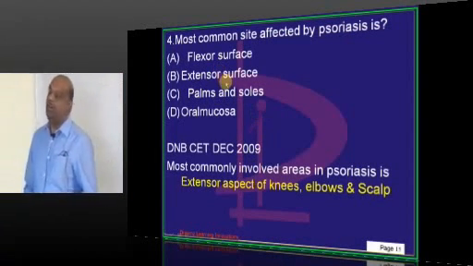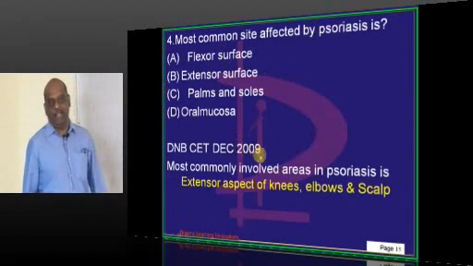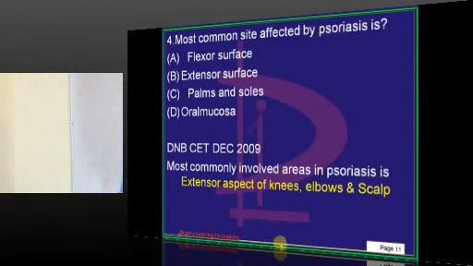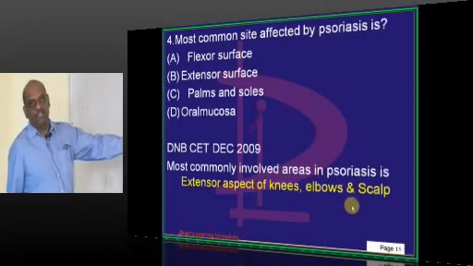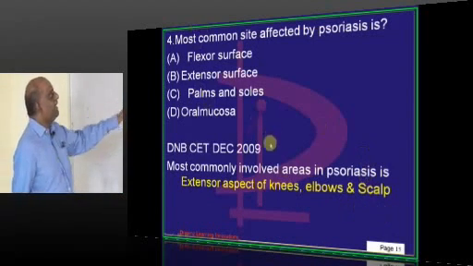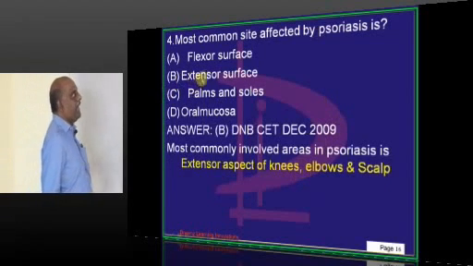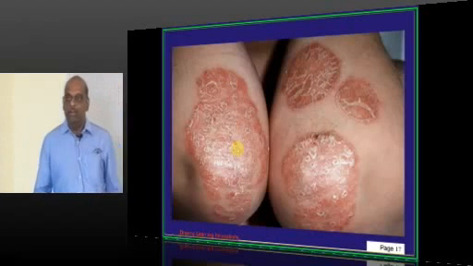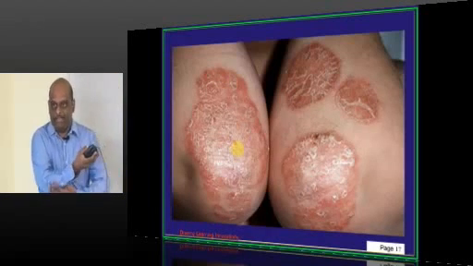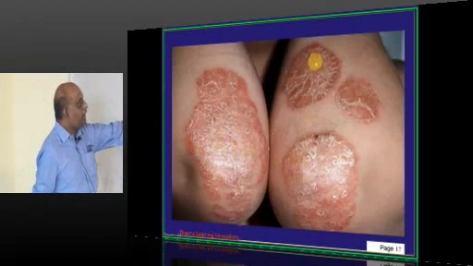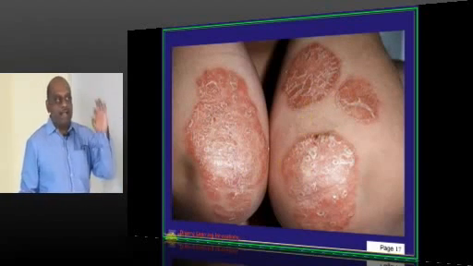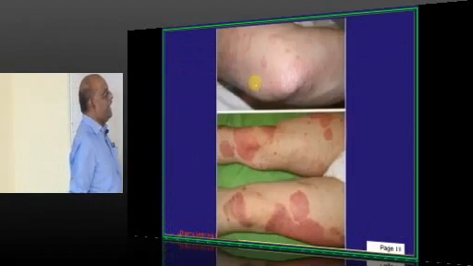Now, one of the most common site for psoriasis was the DNB 2009 question. It is typically the extensor surfaces. Extensor aspect of knees, elbows, scalp are the classical locations for the development of the psoriasis, is what I want to underscore to all of you. So what do you mean by extensor? You have flexor and an extensor surface. So this is an example on the top of the elbows, which is basically called extensor surface, is the classical location where you find the psoriatic lesions.